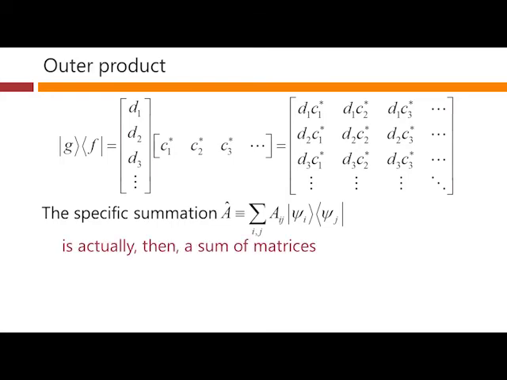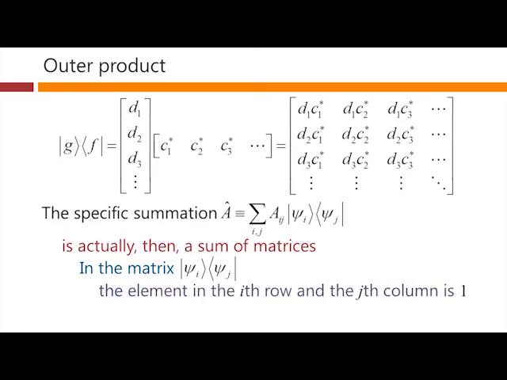So this specific summation here is actually then a sum of matrices. Each one of these objects here, these outer products, is actually a matrix. And in this matrix, this specific one, psi i as a ket vector and psi j as a bra vector, the element in the ith row and the jth column is 1, since these are basis functions here, and presumably orthonormal basis functions. And all the other elements in this particular matrix would actually be 0, at least if we're writing this matrix using this basis psi i.